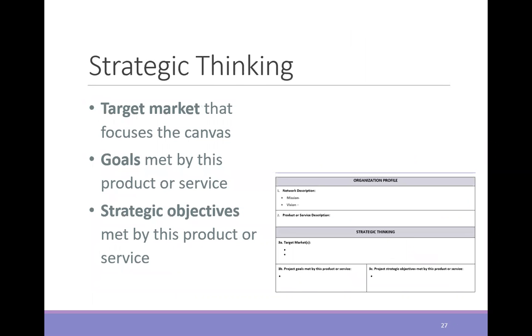In the strategic thinking component of the canvas, you will document the target market you selected during step 3 of the designer. In this component, you're also clarifying which organization goals and strategies are being met or furthered with the service being developed in this canvas. These are important first steps, foundational for successfully developing revenue generating services for your network.